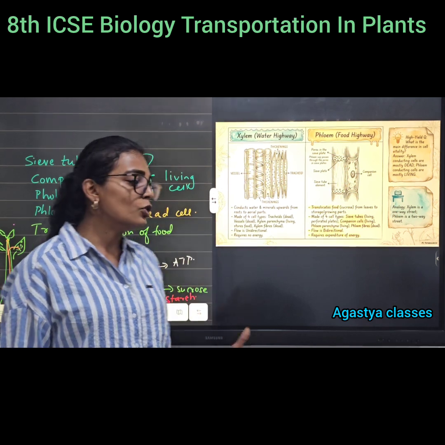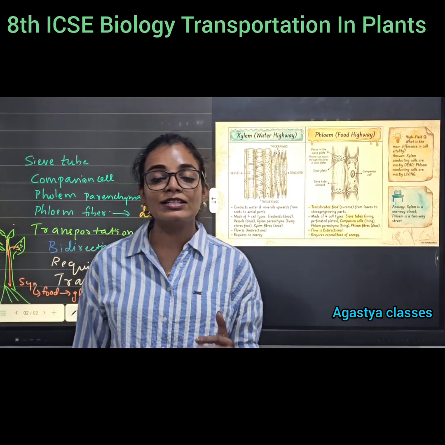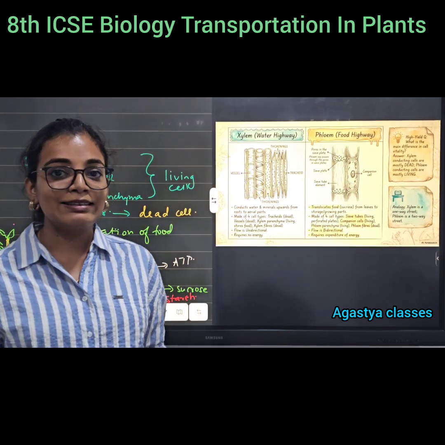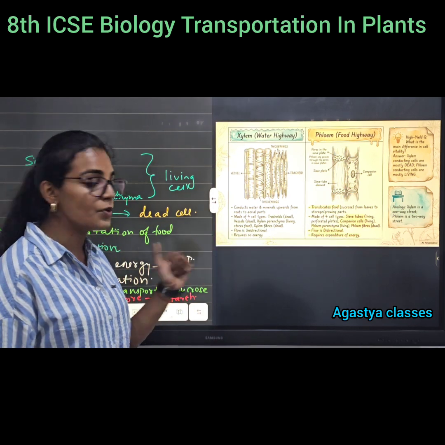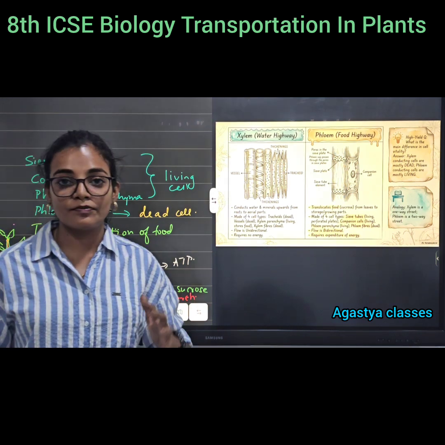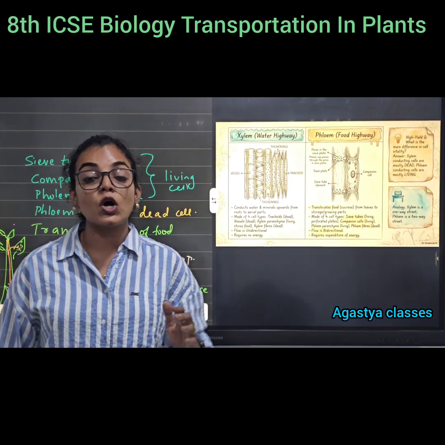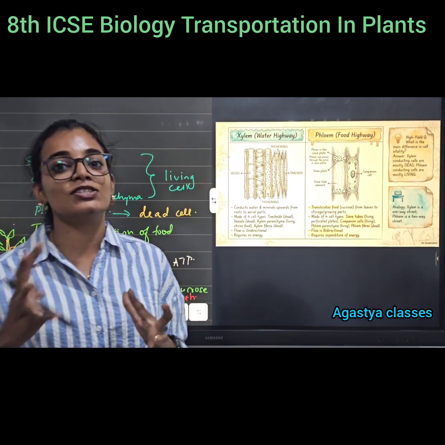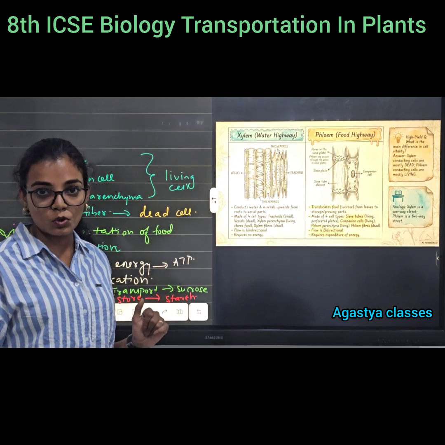What could be the reason why the food is not transported in the form of glucose? The reason is that if it were transported as glucose, it would be used up by most parts of the plant while being transported. So to avoid this, it is packaged and converted into sucrose.